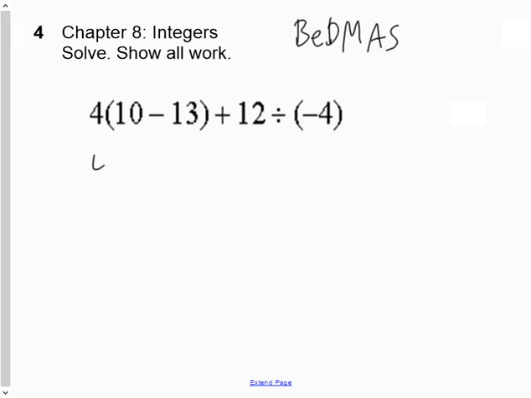So it's 4 multiplied by 10 take away 13, which is negative 3. A lot of people might have put positive 3 there, but 10 take away more than you have is going to leave you with a negative number, plus 12 divided by negative 4.